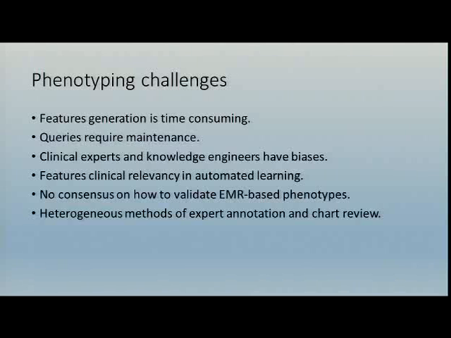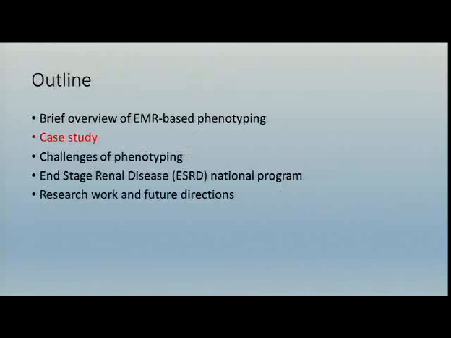Features that are clinically relevant in automated computational learning is something that often goes missing, because learning from the data is all treated the same without necessarily clinical weighting. That is something that needs to be kept in mind. And then the validation of those phenotypes, even though it's done, is not a uniform process across the board, how to validate it where everybody agrees to the validation method. And then there are a variety of ways experts annotate and chart review to define what the gold standards for those diseases are. So that's also not something that is uniform across the board.